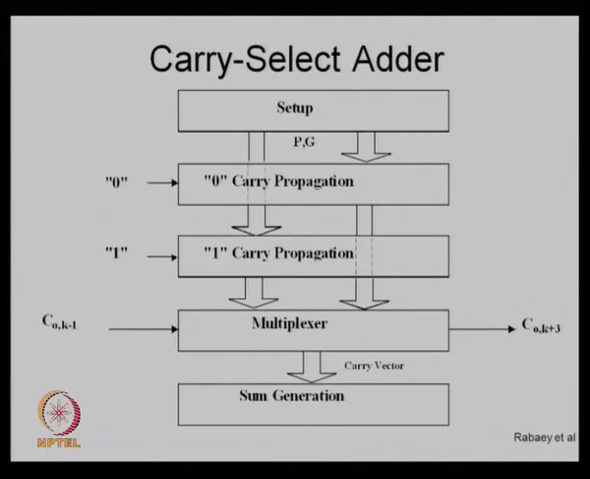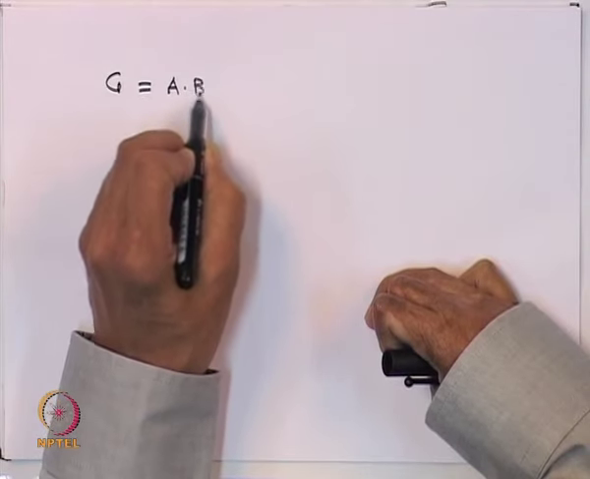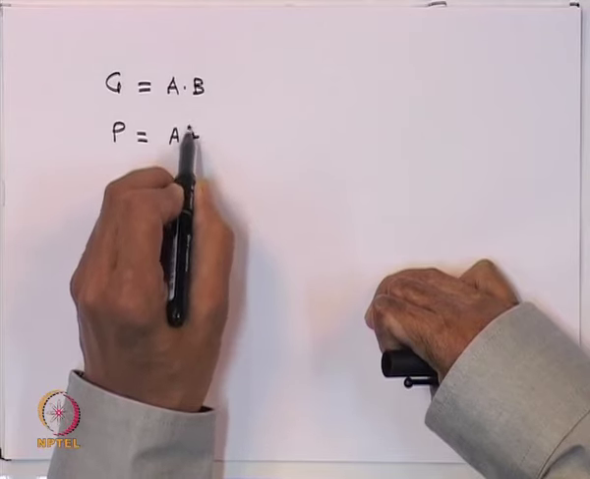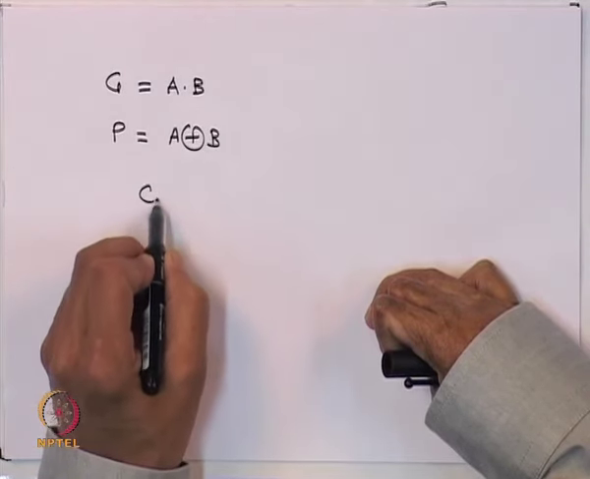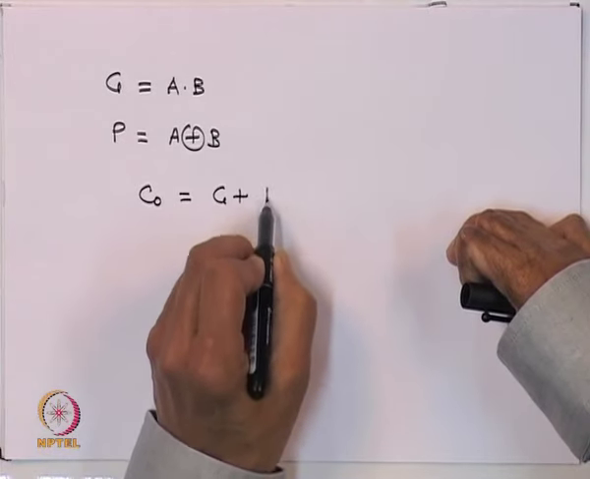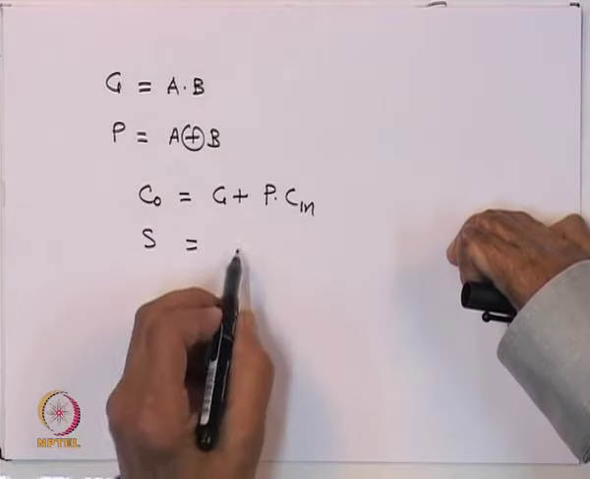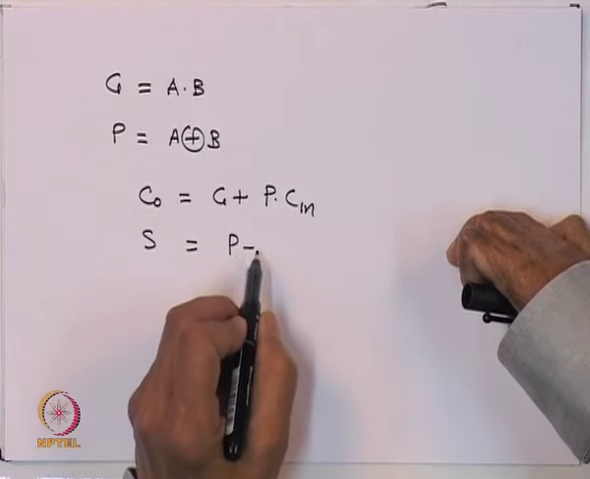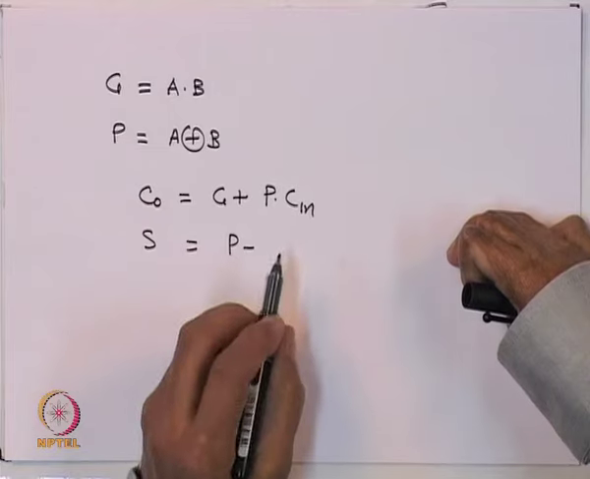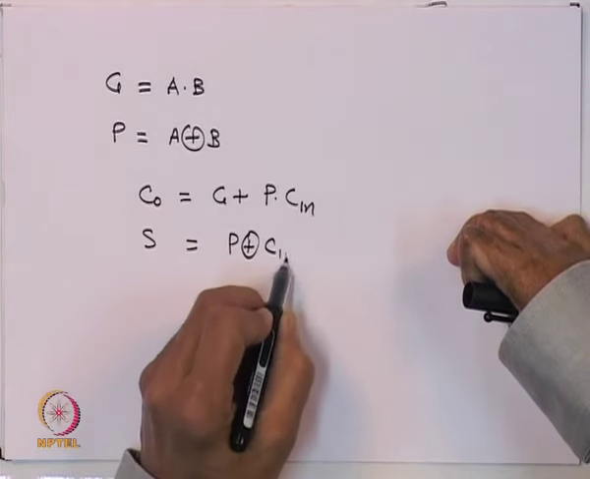Another variant of similar carry bypass adder is shown here, which is called carry select. Now, in our expression of P and G, we have seen, I keep repeating again and again that expression, and do not leave that expression any time in your mind. G is A dot B, P is A XOR B, and then the C out is G plus P times C in, and sum is P XOR C in. Just check it.